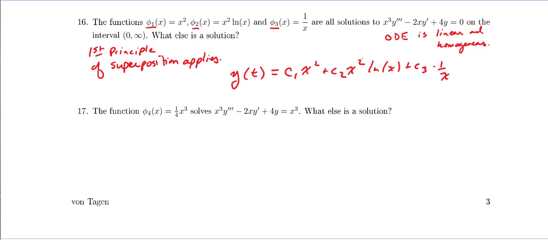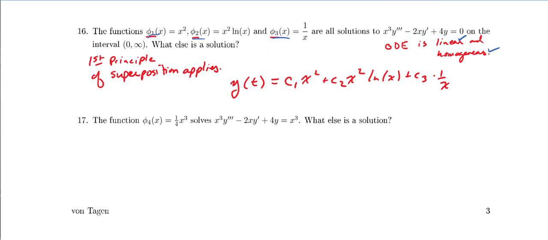Any function of this form solves this differential equation, and we don't need to check it anymore because the principle of superposition verifies that for us. All we need to confirm is that the ODE is linear and homogeneous, and so we can write any collection of solutions, well, any linear combination of that collection is again a solution.